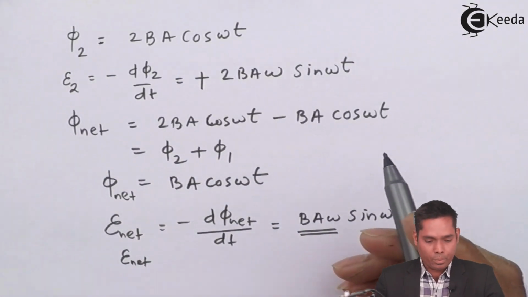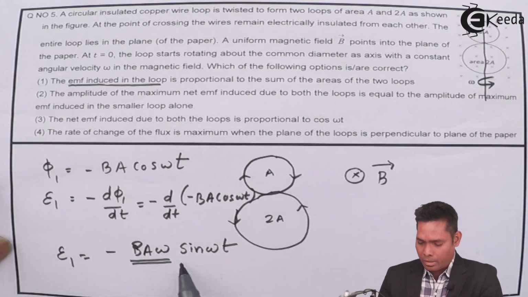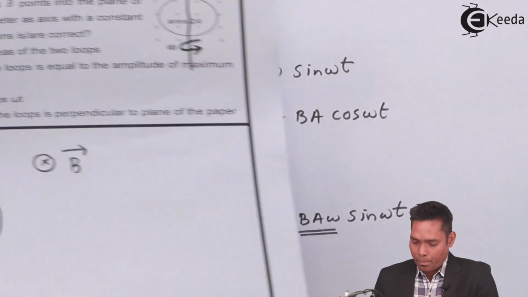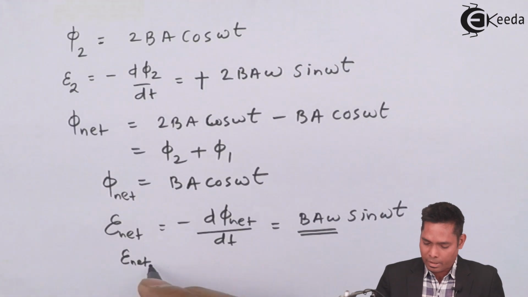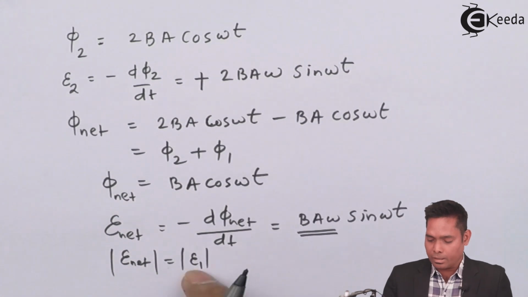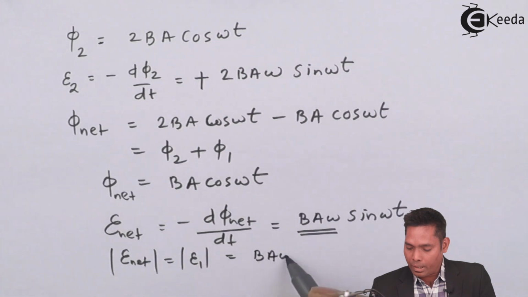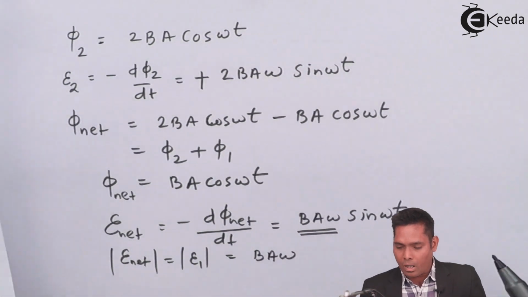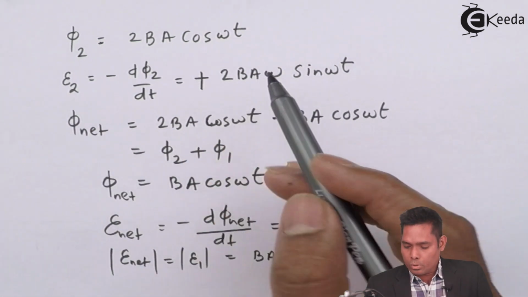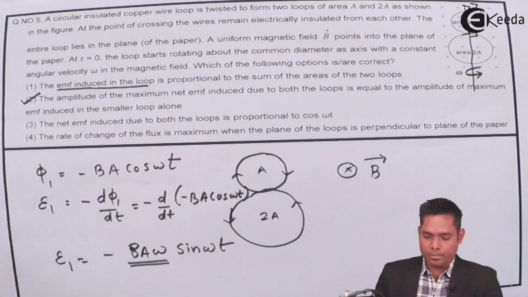What about the smaller loop? You can see that here, for the smaller loop, the magnitude is BA omega, and the net is also BA omega. In terms of magnitude, because this is negative, I'll write that E net magnitude is the same as E1. So this part is correct: the maximum amplitude equals BA omega. In both cases we have BA omega, but in case of E2 it is not BA omega, it is 2BA omega. So this matches, and therefore option number 2 is correct.